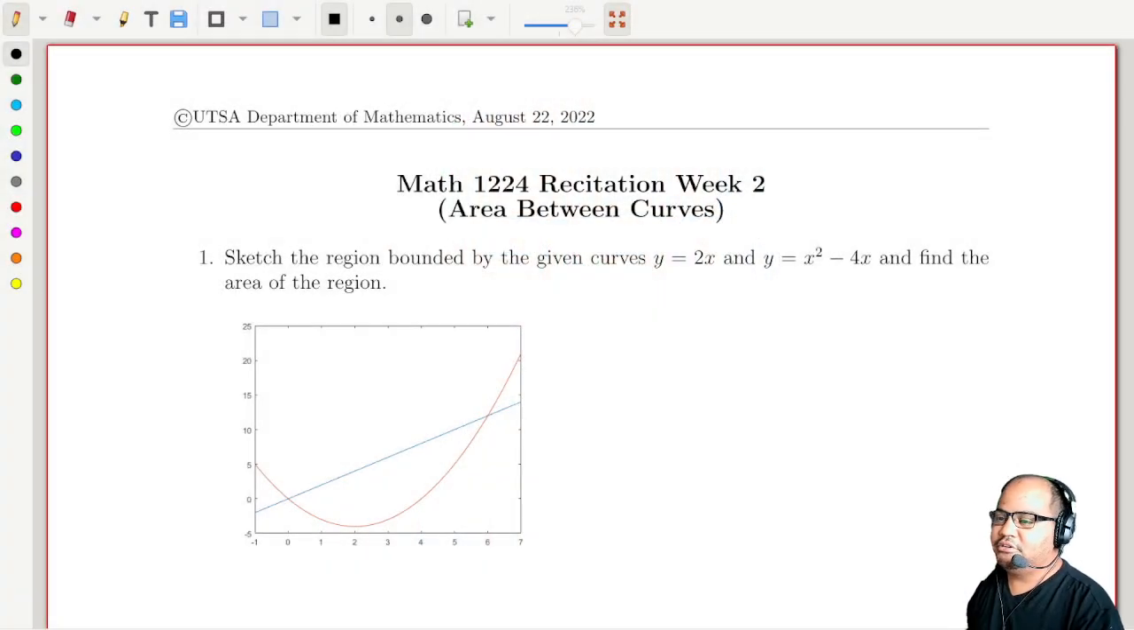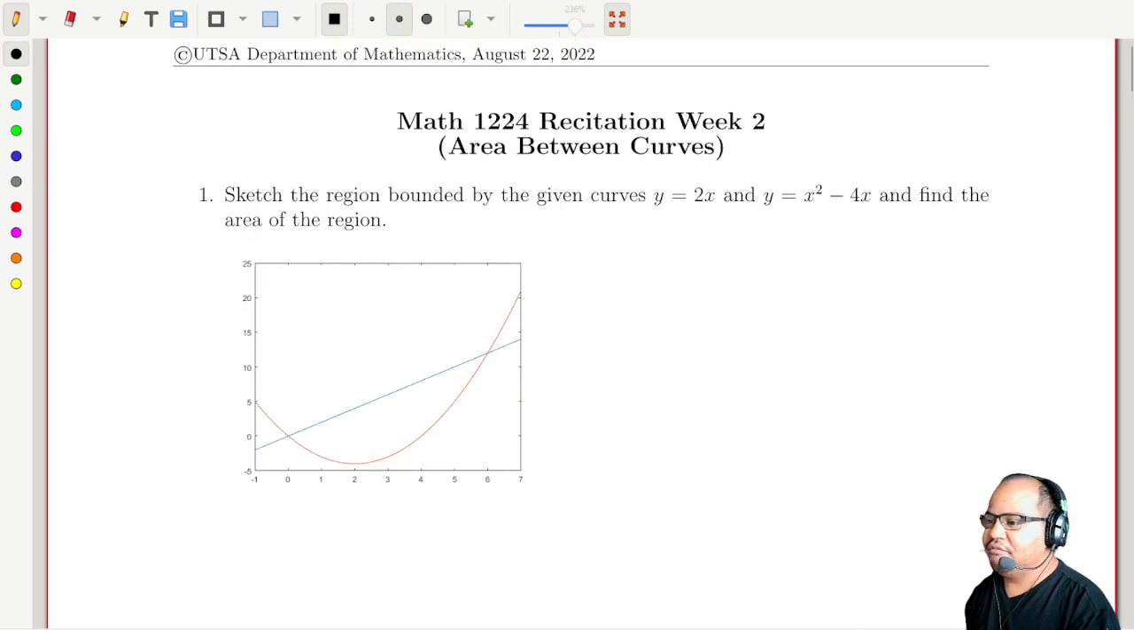So let's go ahead and start here. For all of these, I've already drawn the picture of both the curves here using MATLAB. You can do this in your favorite graphing calculator of choice. The first one is a basic warm-up one.